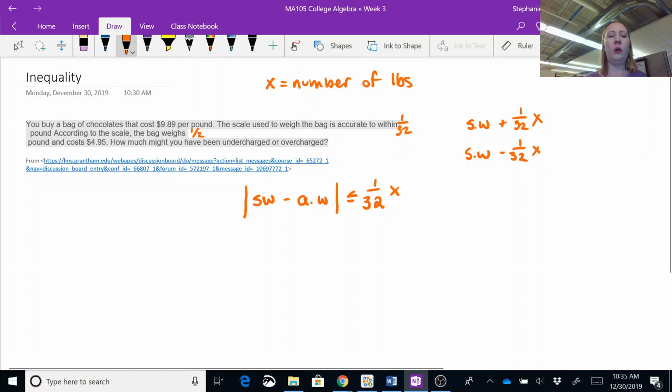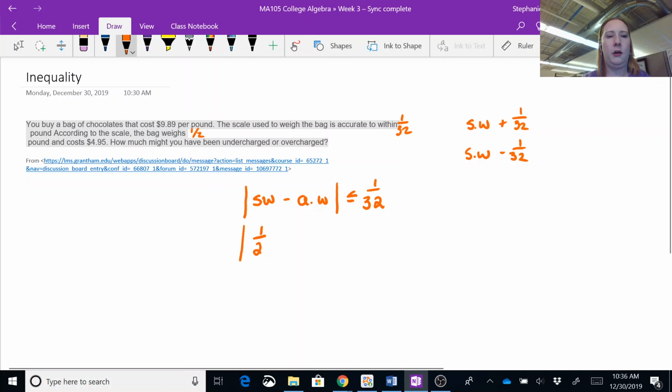According to the scale, the bag weighs half a pound. Since we're using fractions, scale weight is 1/2. And the scale is accurate within 1/32 of a pound. If we work with only pounds, it's just 1/32. I don't think we need to have the x's there if we do everything within pounds. So the scale weight is 1/2 of a pound.